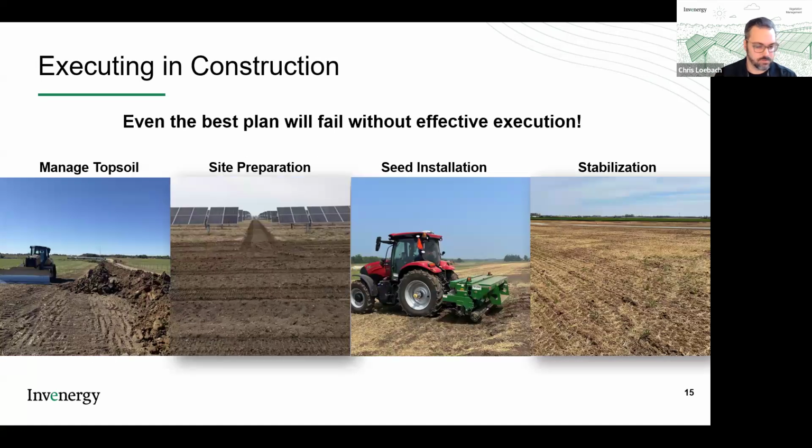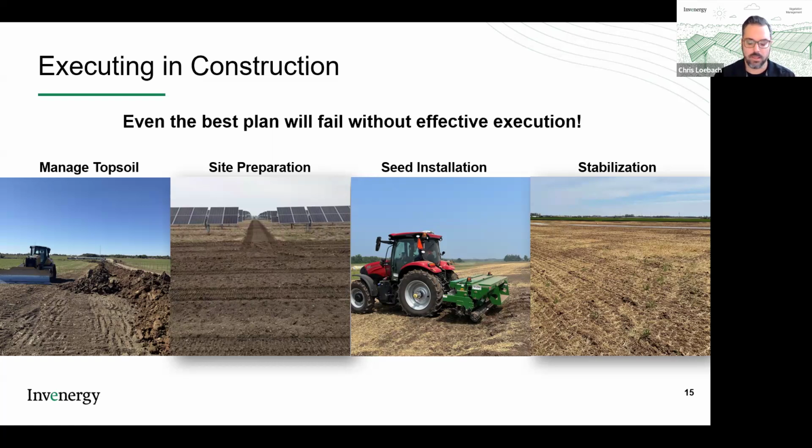Then, execution. When we're building these facilities, we're working with construction contractors who are there to build a power plant, and they're not necessarily experts on vegetation or habitat. So our job is to really work with them to ensure they understand the actions that need to be done and so they can get done effectively. And if possible, if we can facilitate a connection between our construction contractor and a qualified vegetation contractor, that goes a long way towards being successful.